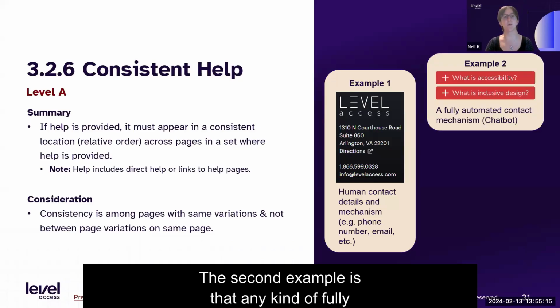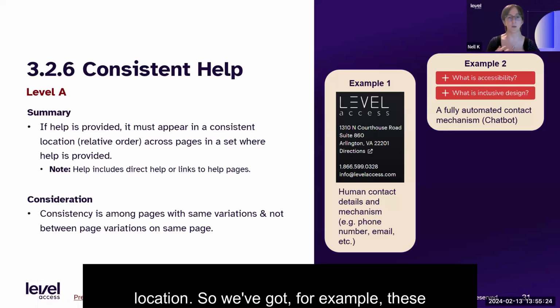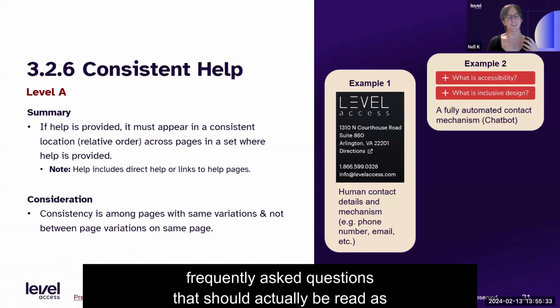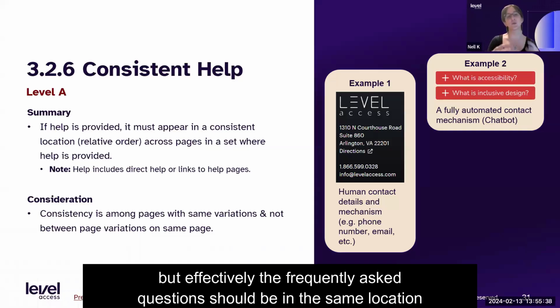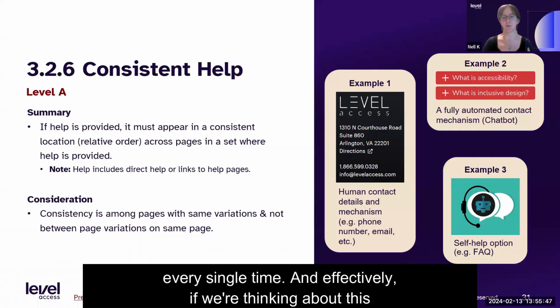The second example is that any kind of fully automated contact mechanism, such as a chatbot, should be found in the same location. So we've got, for example, these frequently asked questions, and effectively the frequently asked questions should be in the same location every single time. And then the third example should be that chatbot in the same location every single time.